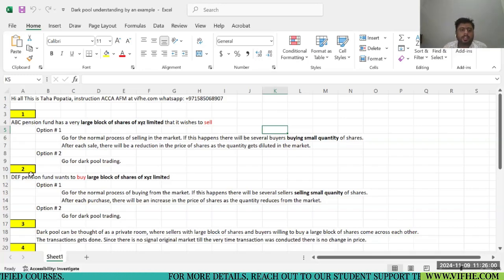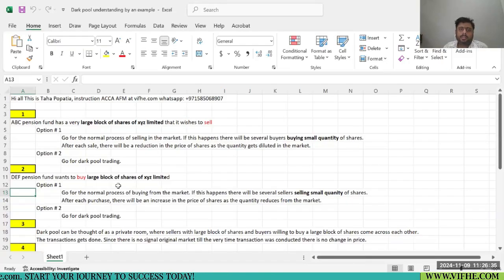Okay, now bullet number 2. Just like ABC is a pension fund who is selling a large quantity of XYZ Limited, there might be some other pension fund, someone else willing to buy XYZ Limited. Everyone don't think in the same direction. There might be some reasons for ABC Limited to dispose of their shares in XYZ Limited. There might be some other reasons for DEF Limited to buy those shares. So they want to buy a large block of shares.